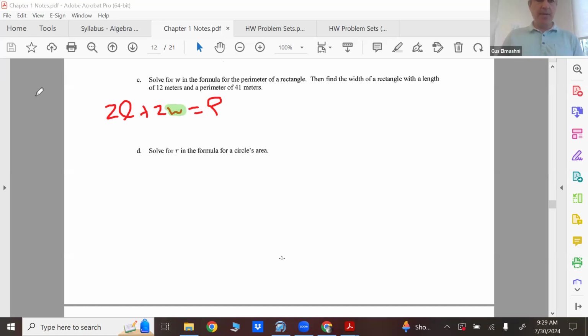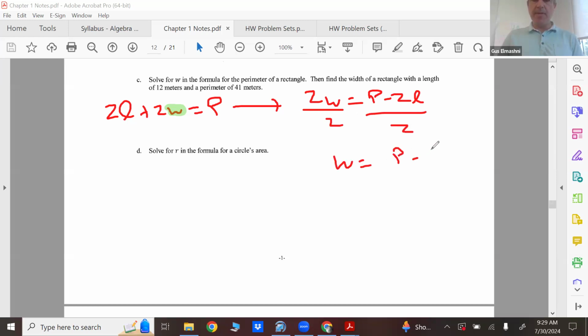Subtract the 2L. And then divide the whole thing by 2. And you can leave it like that. You don't have to get too cute about it.